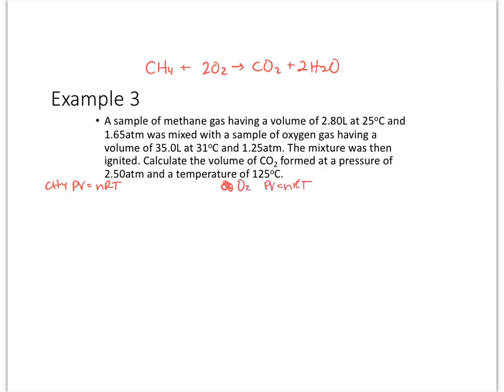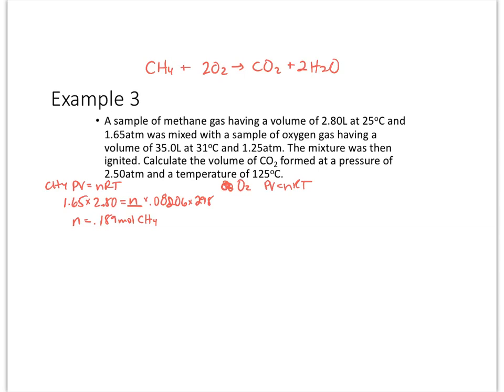So our methane is 1.65 atmospheres, our volume is 2.8 liters, moles is what we're looking for, R is 0.08206, temperature 25 degrees Celsius is 298. When we solve for moles, we get 0.189 moles of methane.